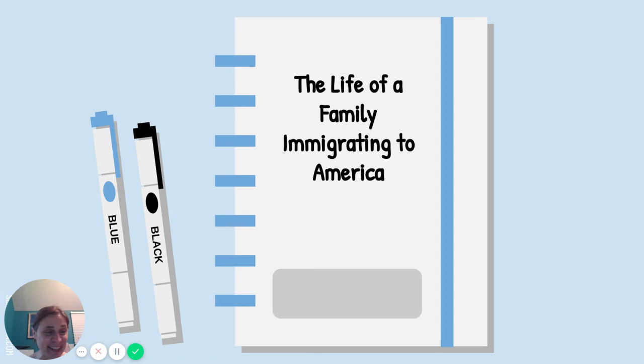So today's an exciting day because we're actually going to start writing our first diary entry focusing on the immigration journey that you've created for your character, their family, based on their country of either Ireland, Italy, or Germany. So let's get started and see how this is going to work today.